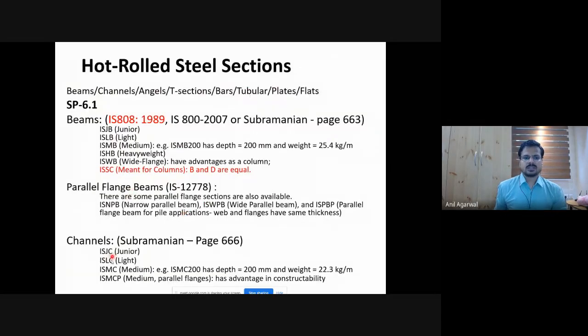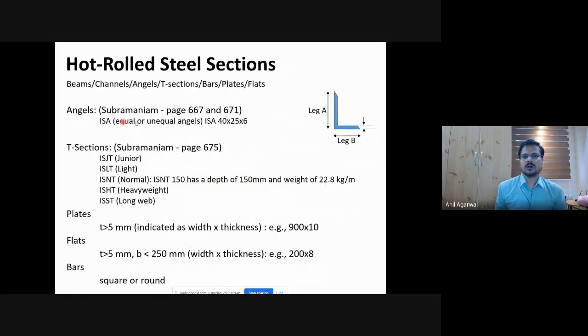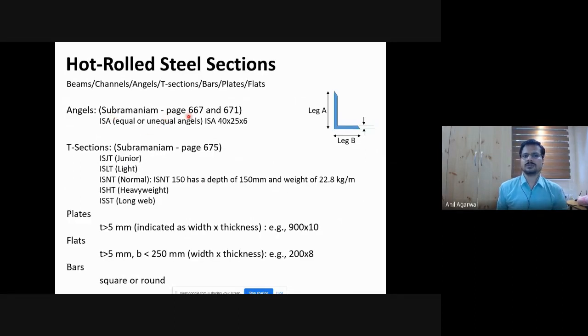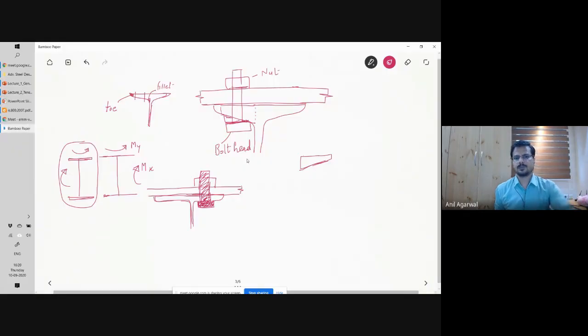Then you may have channel sections, again junior, light, medium, and medium parallel flange channel sections. Also angles are available. Most of the angle sections that are Indian Standard angles are available in IS 808 also. And Subramaniam's textbook also provides you some details of these cross sections. I'm sure you have seen these tables, so I'm not showing you a picture of each one of them. You can find them. Then similarly, T sections are also available. T sections typically look like this. T sections also have a flange and they have a web as well.